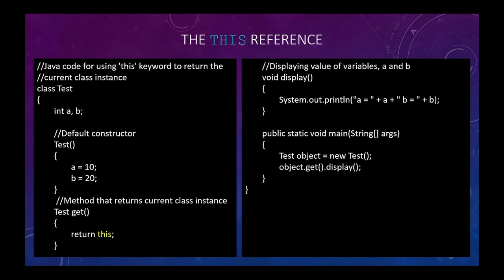Again, there's so many other uses of this. It can be used as a parameter for a method. It can invoke the current class's methods. It could be used as an argument in the constructor call. But again, these are some of the typical ones.